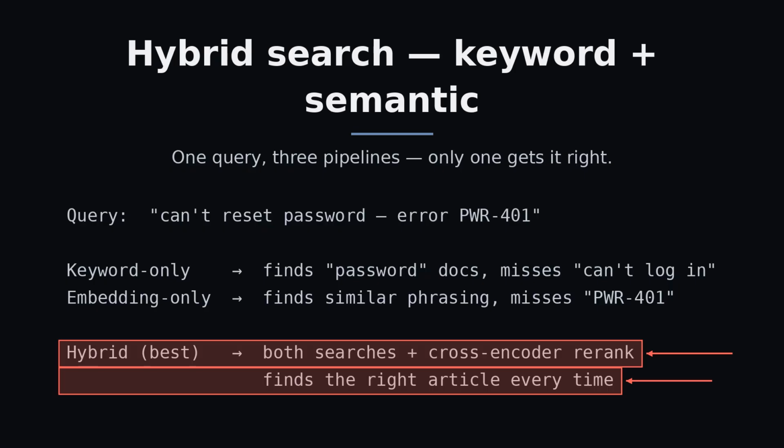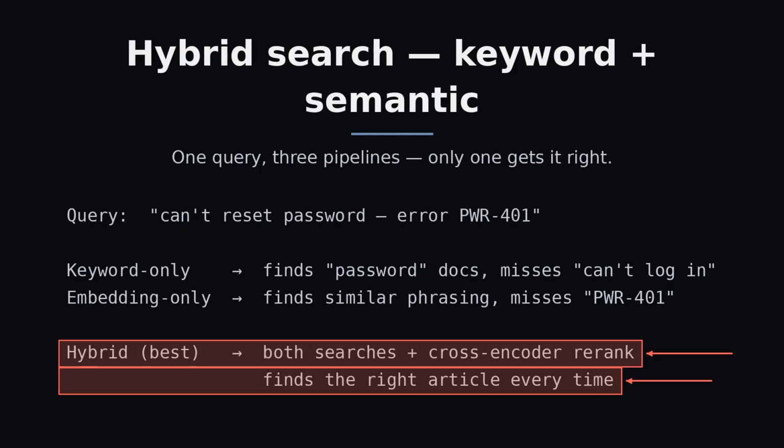Think about a support question like this one. "Can't reset password. Error 401." An embedding-only search finds articles about logins and passwords, but it'll miss the fact that the ticket contains a very specific error code the model has never seen. A keyword-only search finds the error code, but misses the user who writes, "I can't log into my account," and means the same thing.